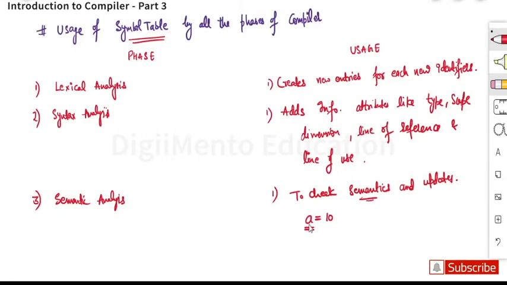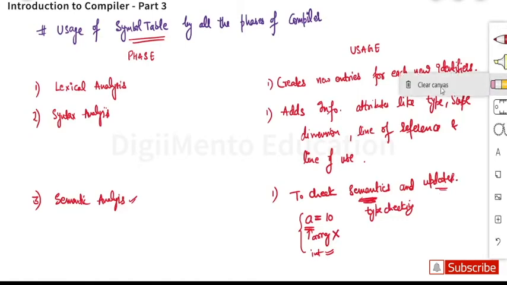So suppose a is an array and we are assigning some value directly to this array, then it is not possible, right? If this is an array, we cannot assign the value like this. So it will check the semantics. The type checking will be done by the semantic analysis phase. If it is an integer variable, then there will be no error, right? That is possible. So like this, it checks the semantics and accordingly updates the symbol table whether it is possible or not. Clear?